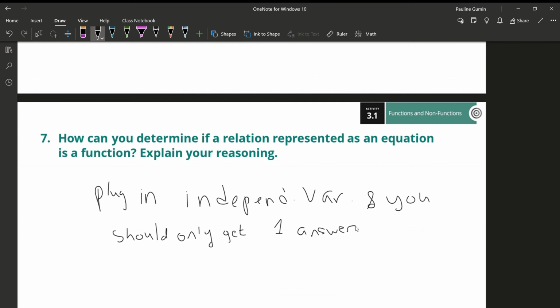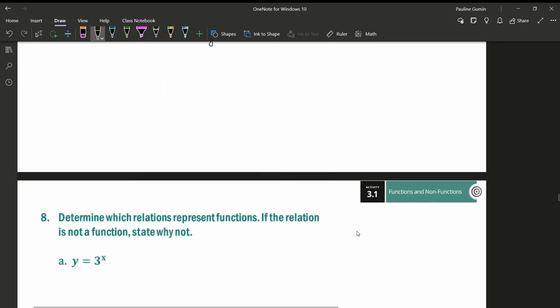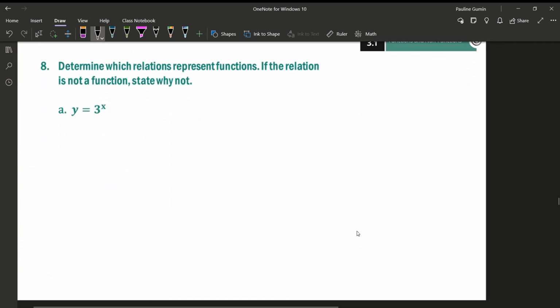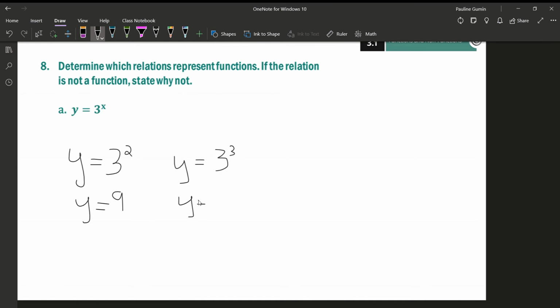Let's put these methods to use. Let's do it. Is this a function? Well, it's an equation, so we've got to plug something in. So I'm going to plug in 2. When I plug in 2, I get 9. Let's try one more, just in case. If I plug in 3, I get 27. I plug one thing in, I get one answer. This is a function.